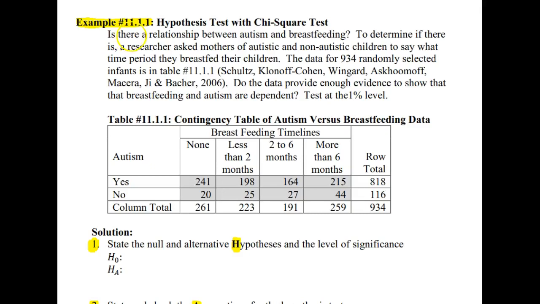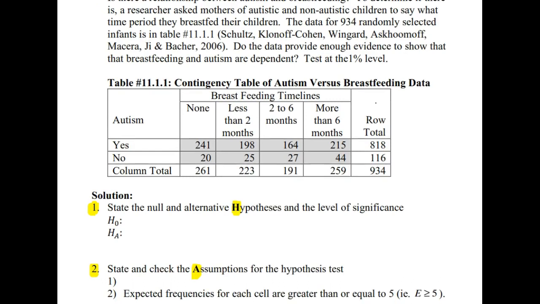All right, so example 11.1.1, a hypothesis test with a chi-square test. Is there a relationship between autism and breastfeeding? To determine if there is, a researcher asked mothers of autistic and non-autistic children what time period they breastfed their children. The data for 934 randomly selected infants is in table 11.1.1. Do the data provide enough evidence to show that breastfeeding and autism are dependent? And test at the 1% level of significance.